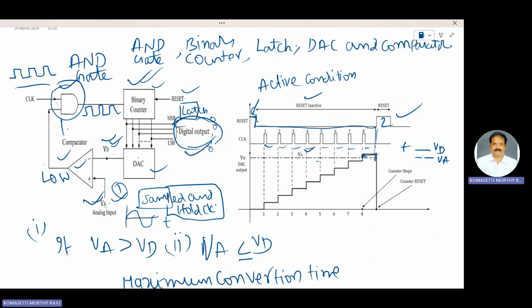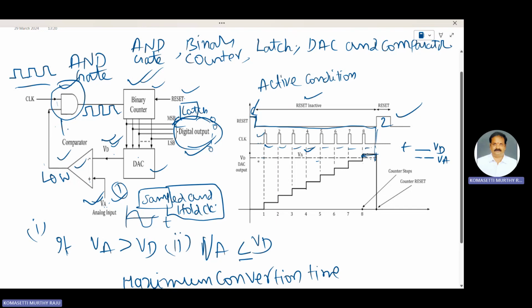Coming to this one, initially the reset signal is in active condition. At that instant, the AND gate does not supply any clock pulse to the binary counter. When reset is in inactive condition, the AND gate is enabled and allows the clock pulses to reach the binary counter. For 3 bits, 2 cubed is equal to 8, so 8 clock pulses are required to convert the analog sampled hold value into binary or digital data.